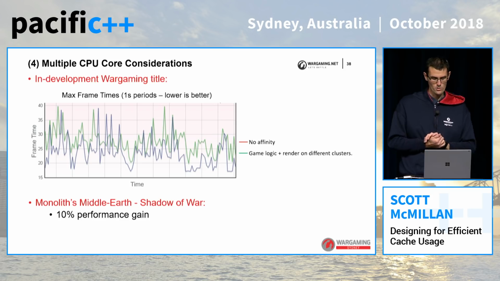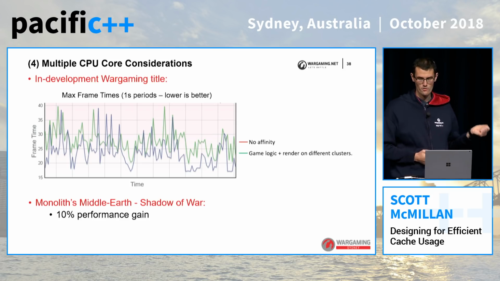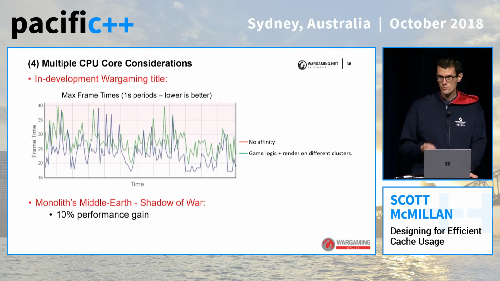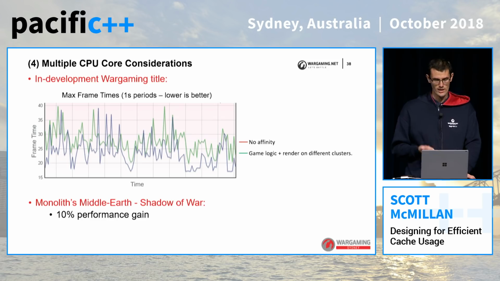Monolith also presented some interesting relevant information from their optimization work on Middle-earth: Shadow of War at the Game Developers Conference this year. For them, some careful management of thread scheduling and efficient data sharing improved their performance by 10%.